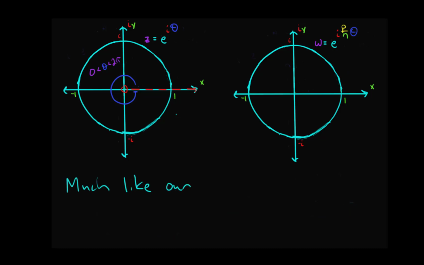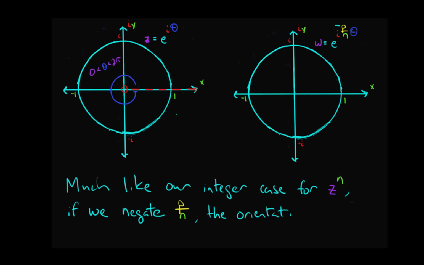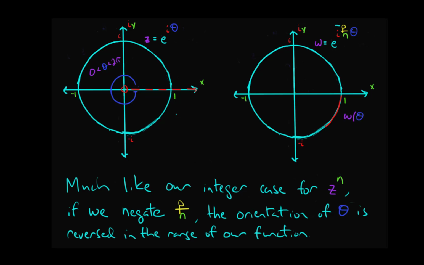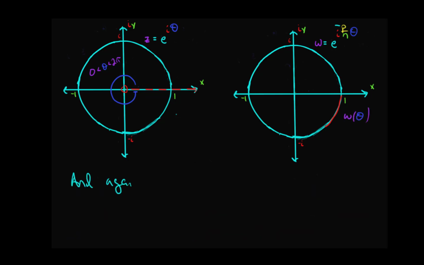Now if we want to raise our complex number z to a negative fraction, much like our integer case for z to the n where n is a negative integer, if we negate p over n, then in the range of the function that will just reverse the orientation of theta. So what we'll see, for example, is a branch of the function that looks something like this. It'll be coming down in the reverse orientation. So this branch of the function would represent w of theta, where theta lies between 0 and 2 pi in the domain. And again, we would have a pole at z equals 0, because 0 to a negative exponent diverges.